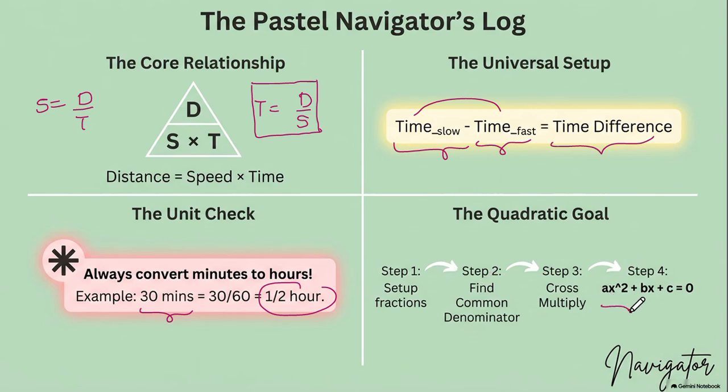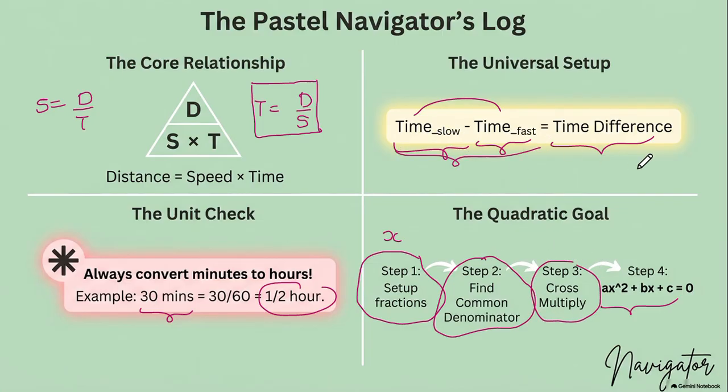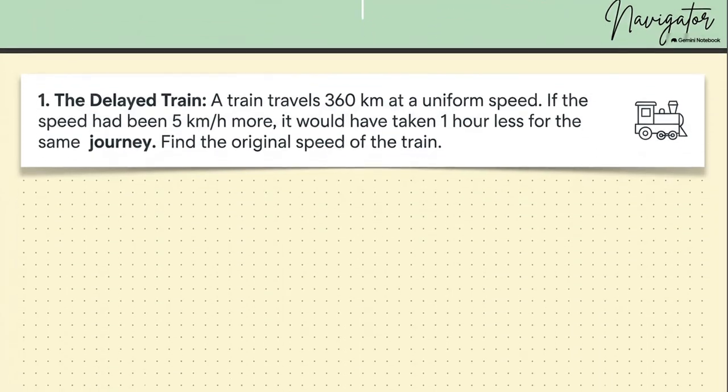Okay, so to find the quadratic equation we have to follow 4 steps. First of all, whatever we have to find out, consider as x, then make the table. I will tell you how to make the table. Then use the above time difference equation and just do the cross multiplication, and then we'll get the quadratic equation. So look at question number 1.